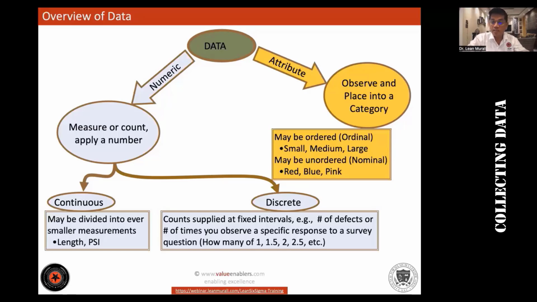Okay. This is called ordinal data. If ordinal data is clear, type super clear in the chat box.